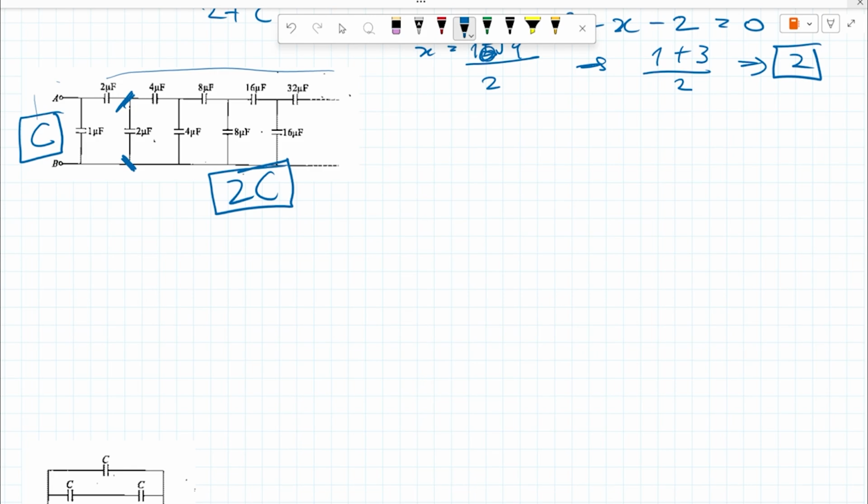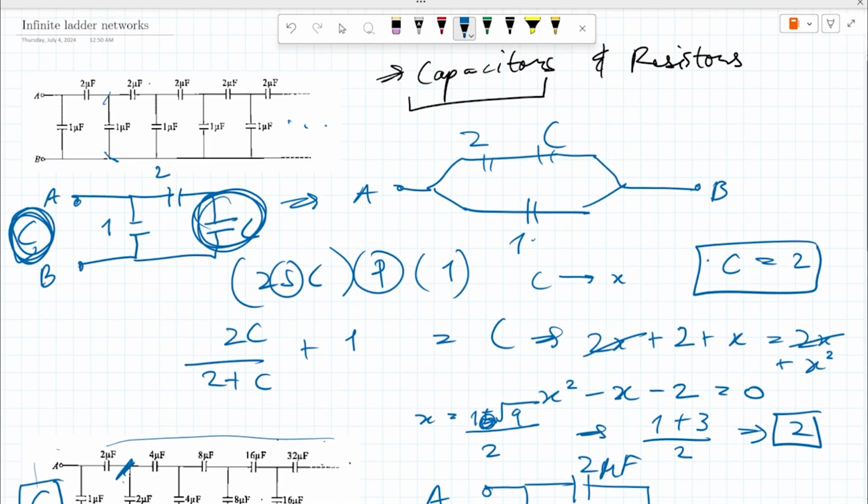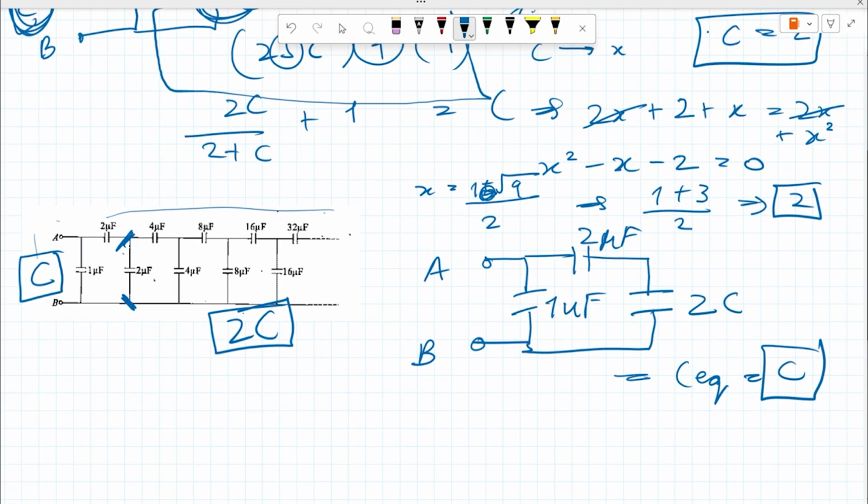So essentially, we can redraw it as 1 microfarad and then 2 microfarad and then 2C capacitance, and all this is equal to the equivalent capacitance, C only. Now, when we try to solve this question, we'll just utilize the method we used for the previous case.